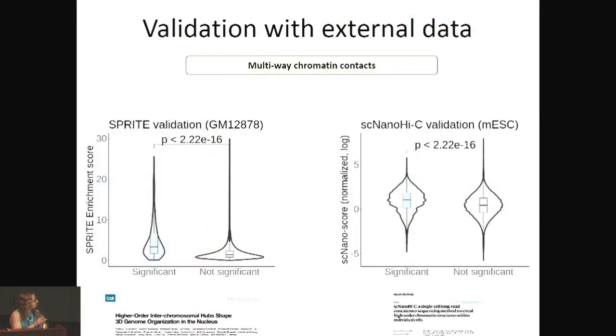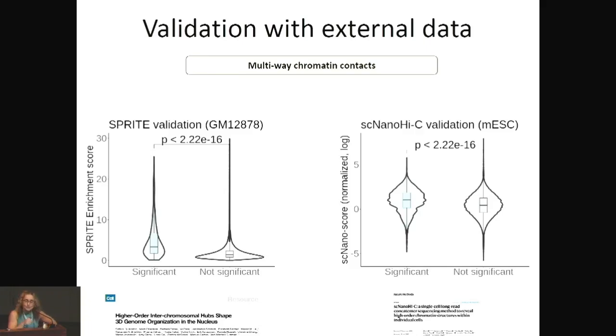So all the applications that I'm gonna show are prefrontal cortex applications. Actually, not all of them. So, okay, I'm starting with GM cell lines. For GM, we also had Sprite. So we call multi-way interactions, we have our p-values, we can apply FDR control. So then we can say, okay, these are statistically significant interactions, these are not. And then you would expect that the Sprite score for those should be higher than the ones that are not significant. And that happens to be the case.